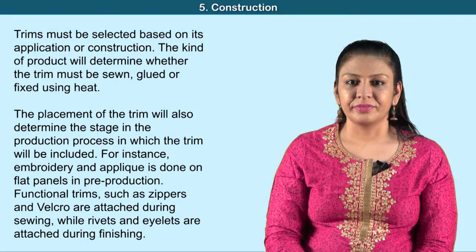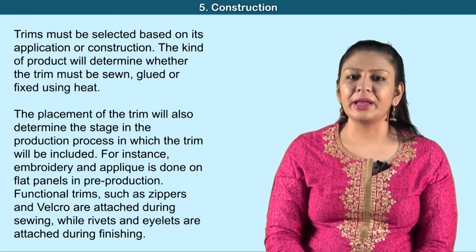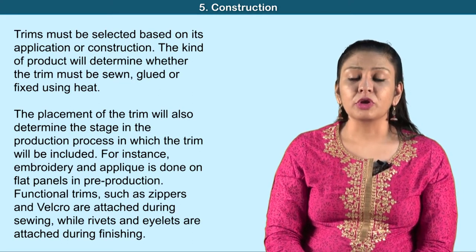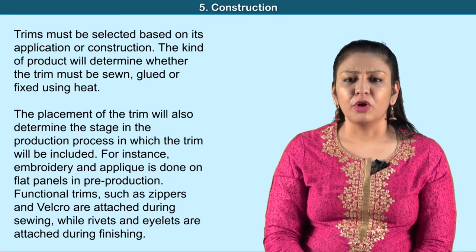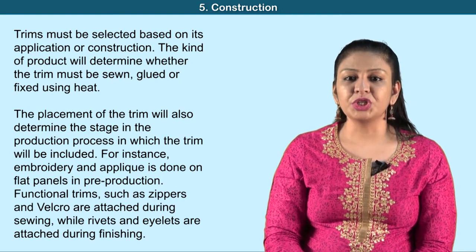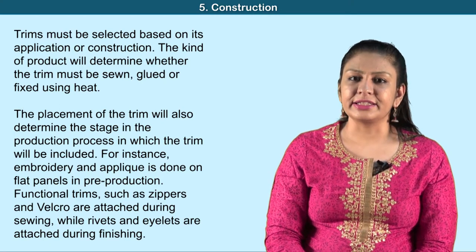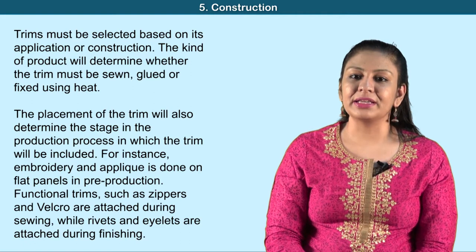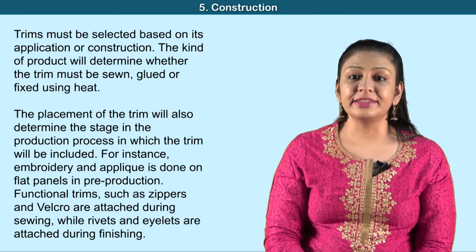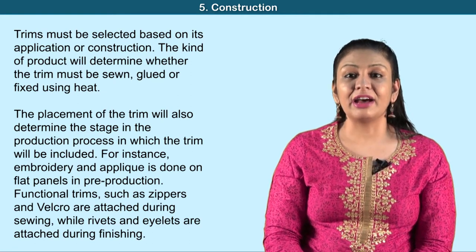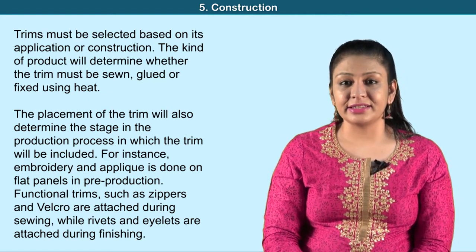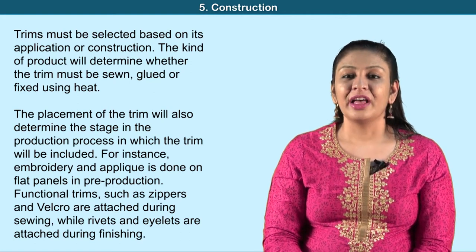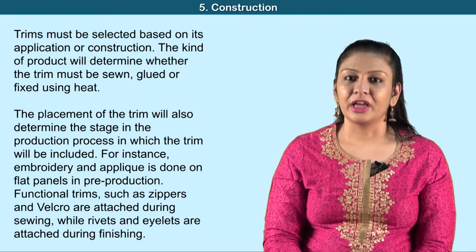Moving on, construction. Trims must also be selected based on their application or construction. The kind of product will determine whether the trim must be sewn, glued, or fixed using heat. The placement of the trim will also determine the stage in the production process in which the trim will be applied. For instance, embroidery and applique is done on flat panels in pre-production. Functional trims like zippers and Velcro are attached during sewing. Rivets and eyelets are attached during finishing, sometimes even after washing the garment. In case of accessories, it is very important to note the order in which the trims must be placed. This will make sure that your final product is as per your vision, your design.